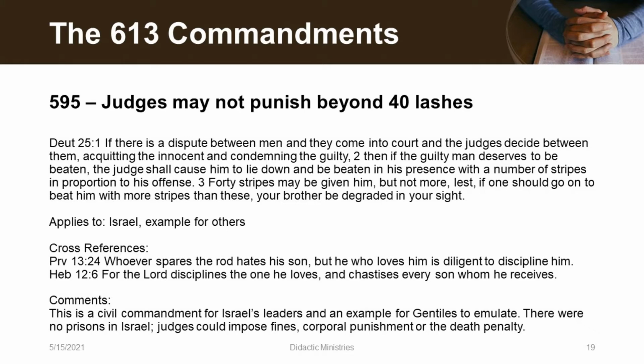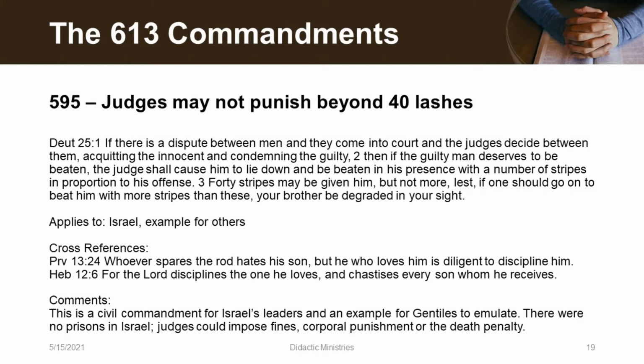This is a civil commandment for Israel's leaders and an example for Gentiles to emulate. There were no prisons in Israel. Judges could impose fines, corporal punishment, or the death penalty. Many people focus on God's mercy, but forget that He is also just and does not tolerate sin. In Proverbs chapter 13, verse 24, we read, "Whoever spares the rod hates his son, but he who loves him is diligent to discipline him."